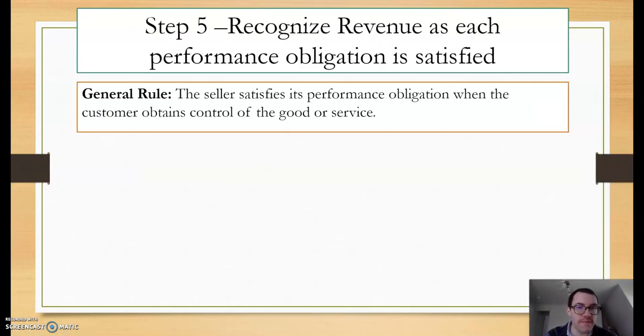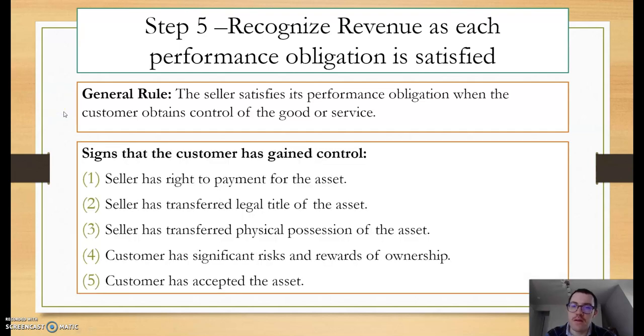Anyhow, step 5, we recognize the revenue as each performance obligation is satisfied. And we generally say that the seller satisfies its performance obligation when the customer obtains control of the good or service. Here are some signs that the customer has gained control. One is that they have a right to payment for the asset. The seller has transferred legal title of the asset. The seller has transferred physical possession of the asset. The customer now has the significant risks and rewards of ownership.